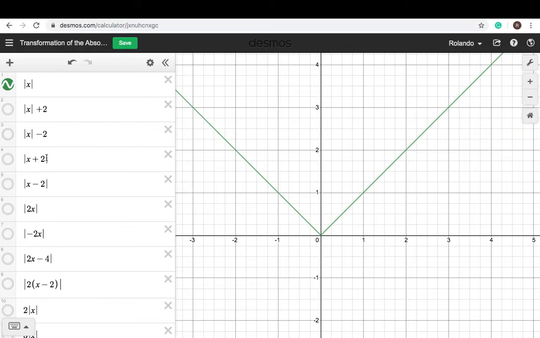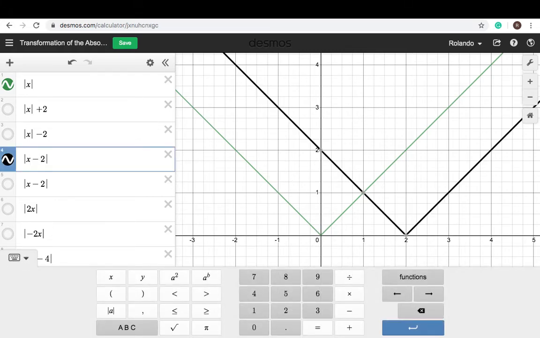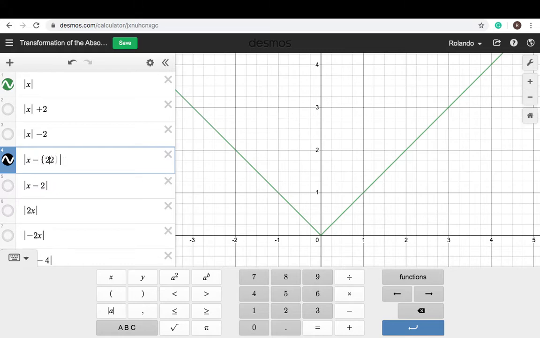If inside the absolute value function we have a plus 2, it will translate the graph 2 units to the left, because we can rewrite this as x minus negative 2. So x minus negative 2 is just the same as x plus 2.